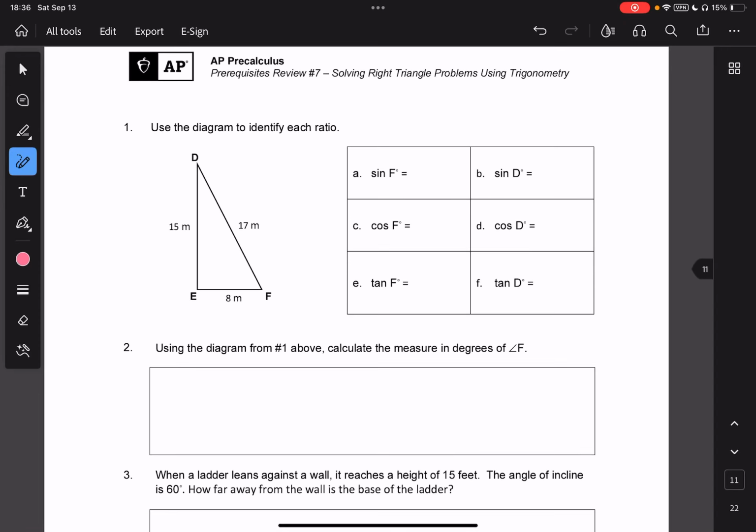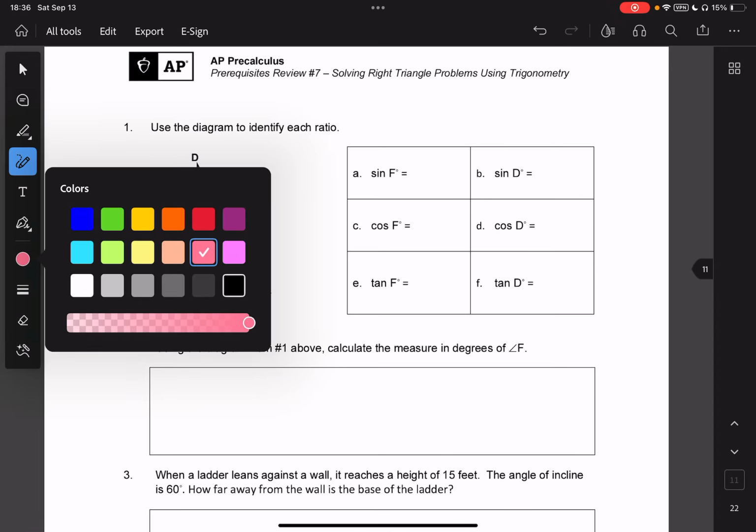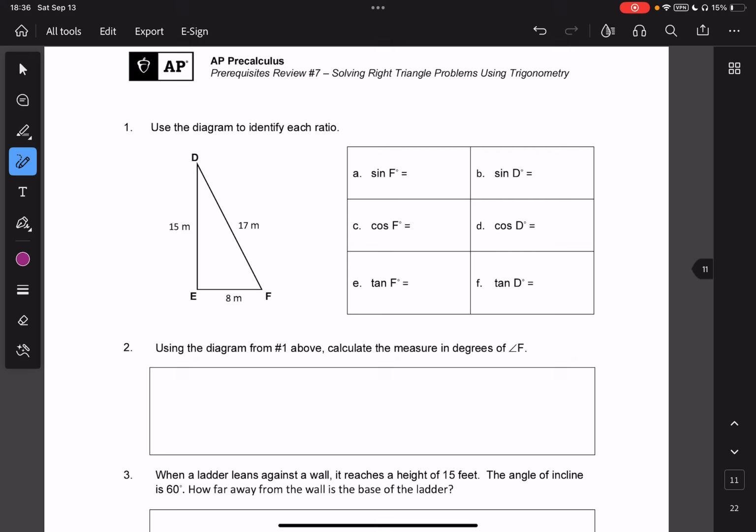Hello and welcome back. We are doing prerequisite number 7. This one is solving right triangle problems with trig. So this is algebra 2 with trig.